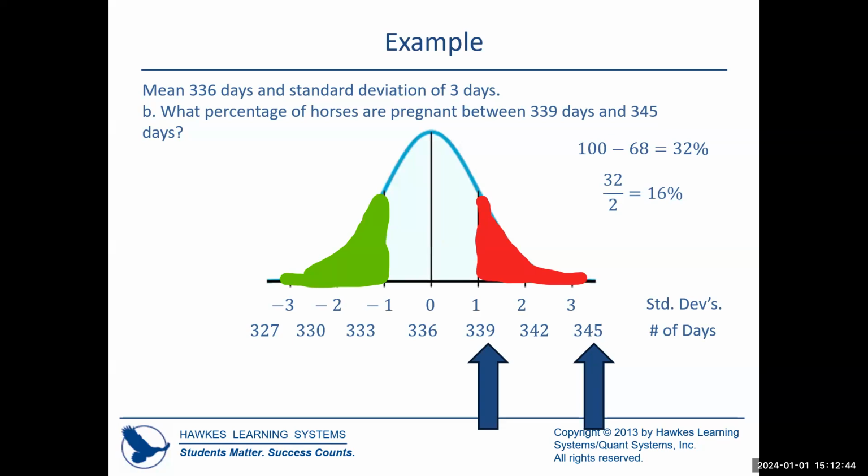So 99.7, that's 3 standard deviations away, minus 68, 31.7 divided by 2 should be 15.85%. So rounded up is about 16. So I guess I saved myself a little bit there, but the technical answer should be 15.85%. Sorry about that oversight. So 339 days and 345. It technically stops at 3 standard deviations. So once again, the steps should be 99.7 minus 68. That's 31.7. 31.7 divided by 2, 15.85. And somebody might say, well, you round up to 16. Well, technically 15.85.